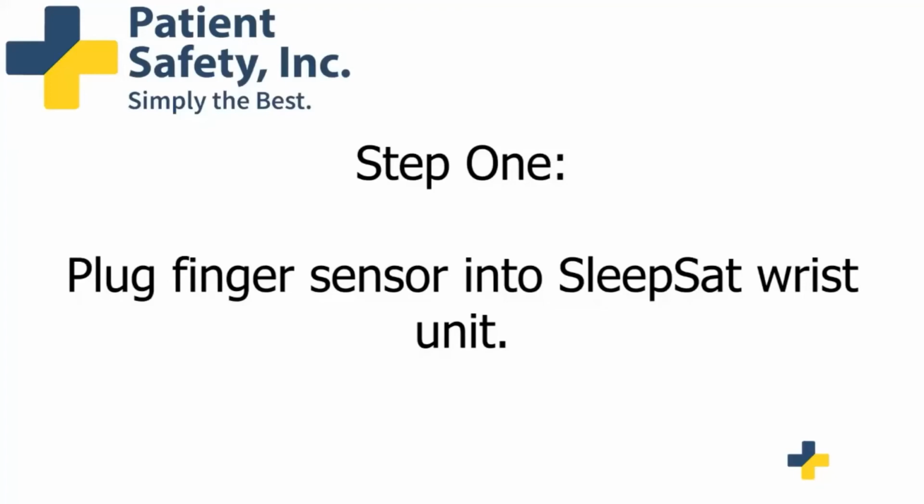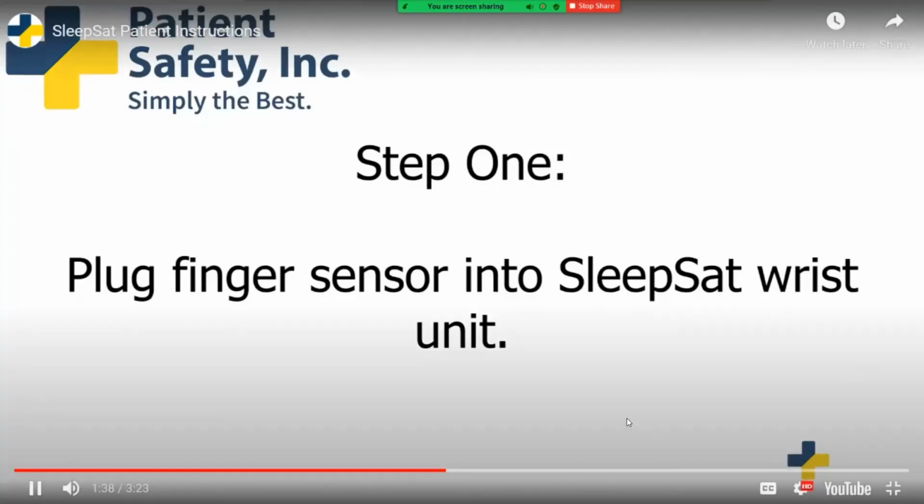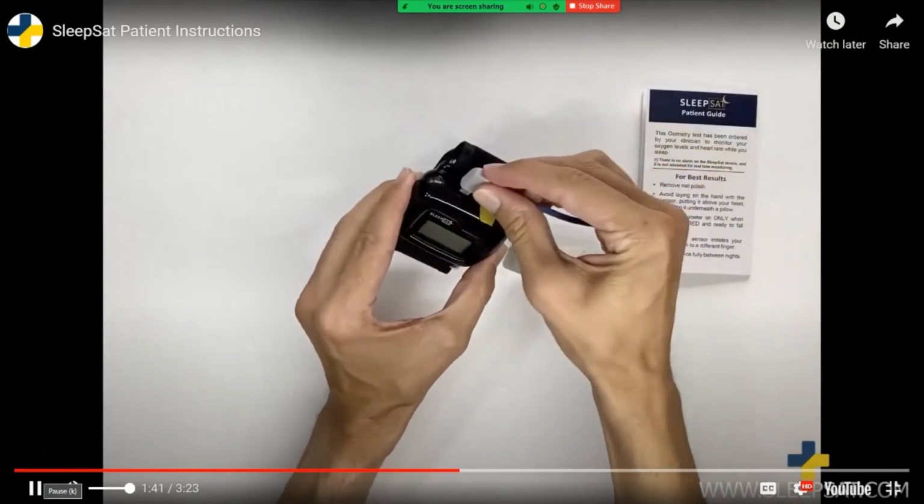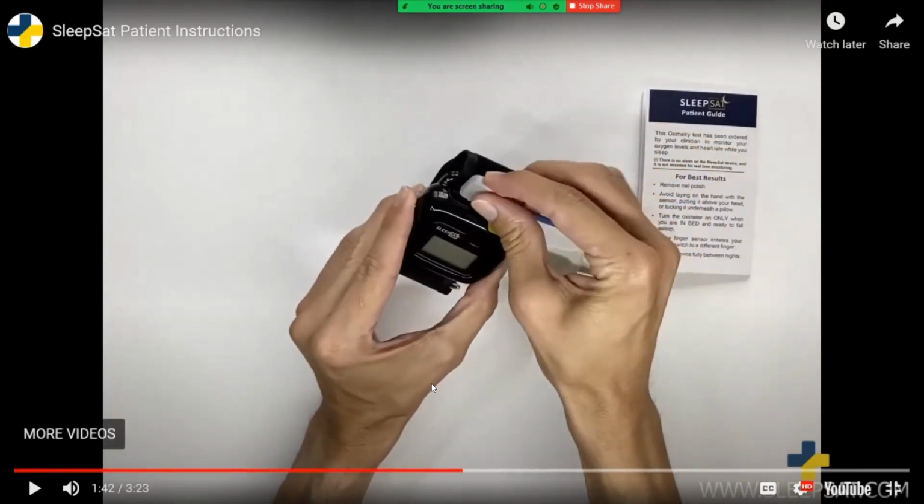When you're ready to fall asleep, step 1, plug the finger sensor into the SleepSat wrist unit. When plugging the probe into the SleepSat wrist unit, you'll notice at the top of the probe there is a small bump. That lines up with a small notch on the SleepSat. By confirming those two line up, it's still going to be a firm plug-in process, but it's not going to take all of your strength.